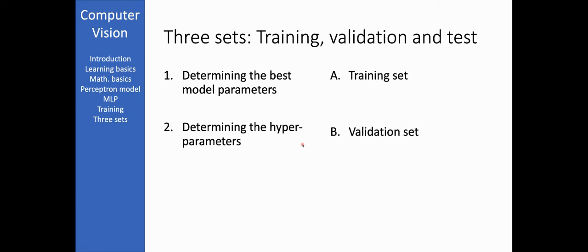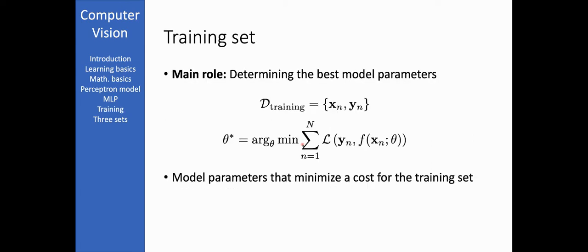The second one is the validation set, and we've already talked a little bit about it when we talked about choosing the architecture of the network. More abstractly, the validation set is used to determine the hyperparameters of a system. And we'll talk a little bit about this now. And the last set is the test set, which is explicitly used for estimating generalization accuracy. So let's talk about the training set first.